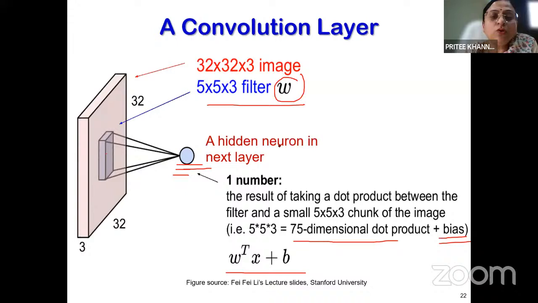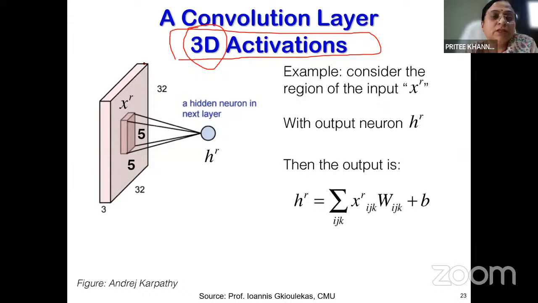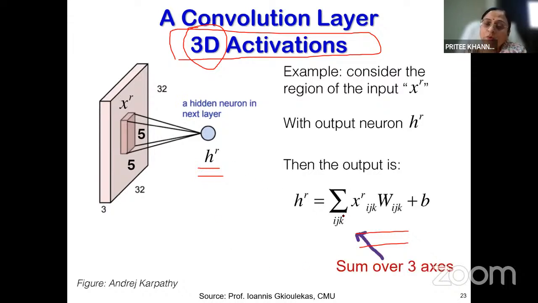So this is how you will get a hidden neuron in the next layer, by doing this 75 dimensional dot product and adding the bias. Now you can write the convolutional layer 3D activation. This term 3D comes because your image has those 3 channels. This is your output neuron in the next layer, and this is the sum over the 3 axes. You perform this sum of product for each different channel, and then you add the response.